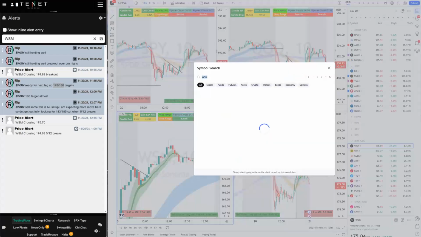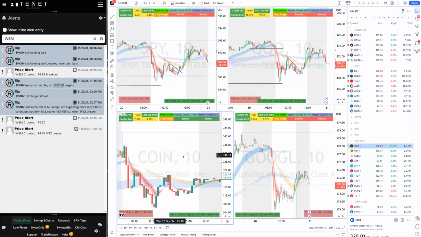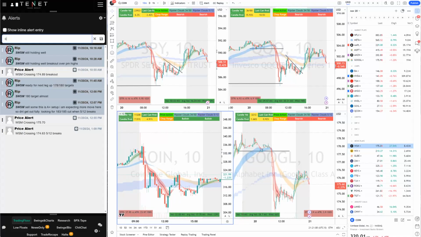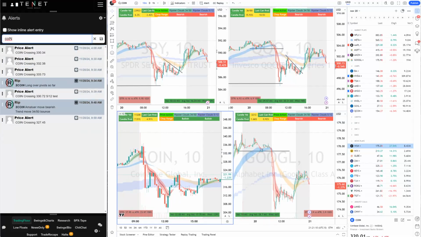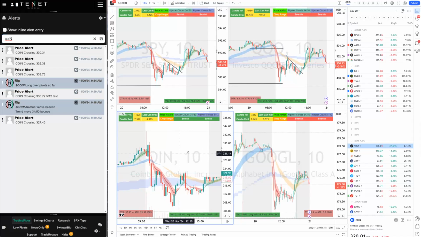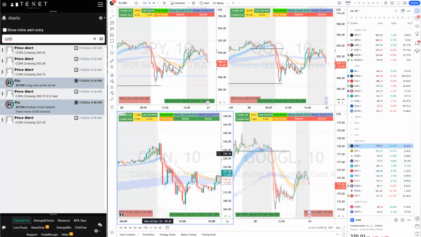So Coin was a loser today. Coin was a loser because I tried to play the amateur move, but the good thing is I did not touch it after the amateur move. I tried to long it. When it failed, I got out. It bounced from 34.50, but that failed again. And then it was a short with the market. And then it faded all day.